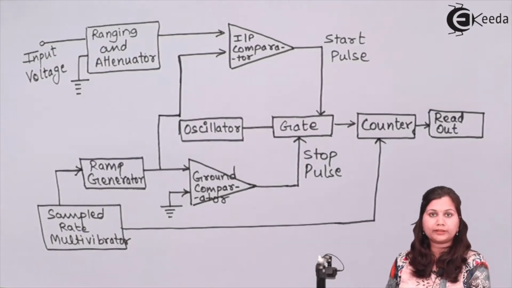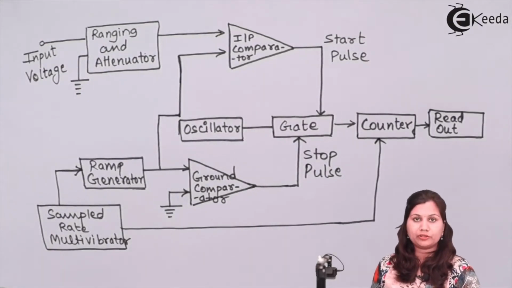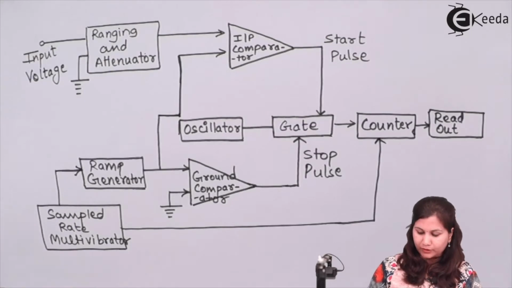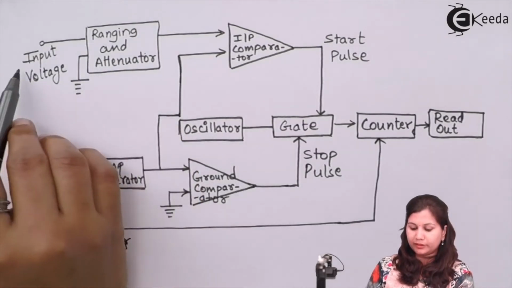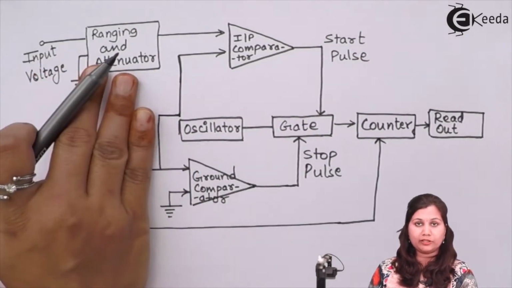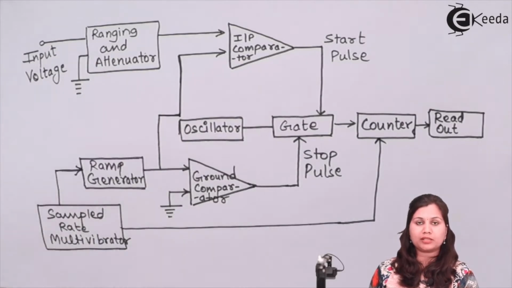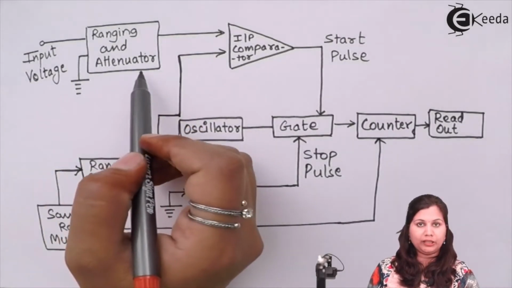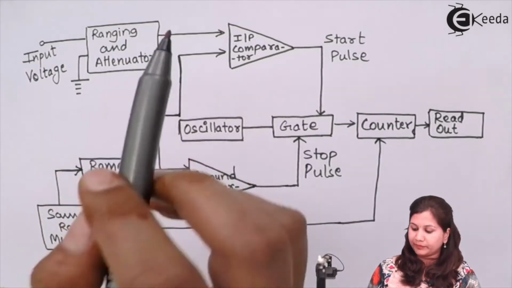So this is the block diagram of the ramp type of digital voltmeter. The various blocks in this block diagram are: here we will apply the input voltage. This input voltage is first attenuated and brought to the particular range which we are using for the linear ramp. So ranging and attenuator circuits are used here.